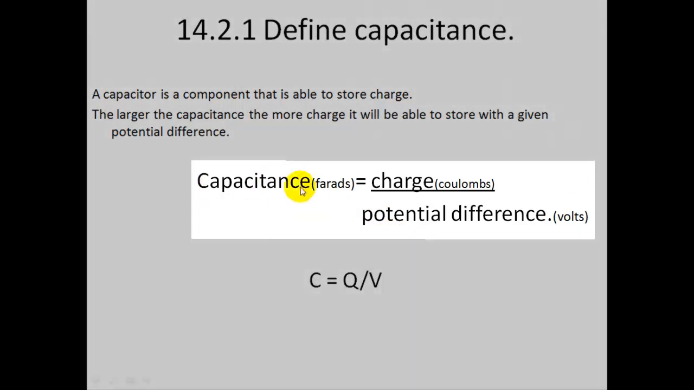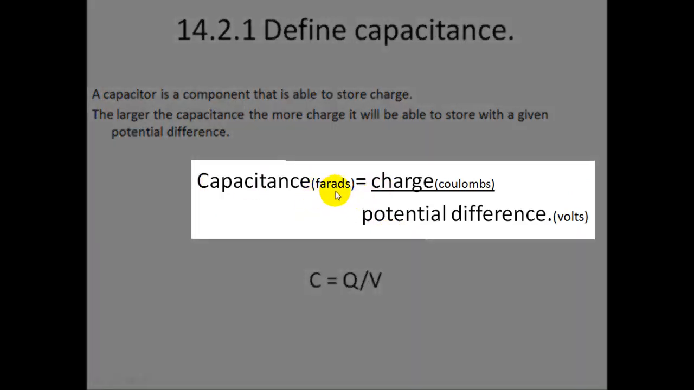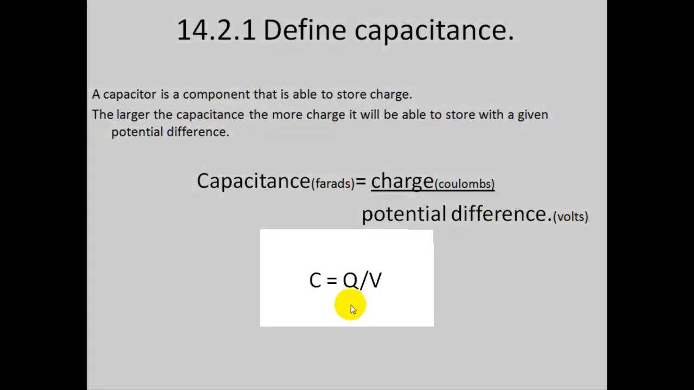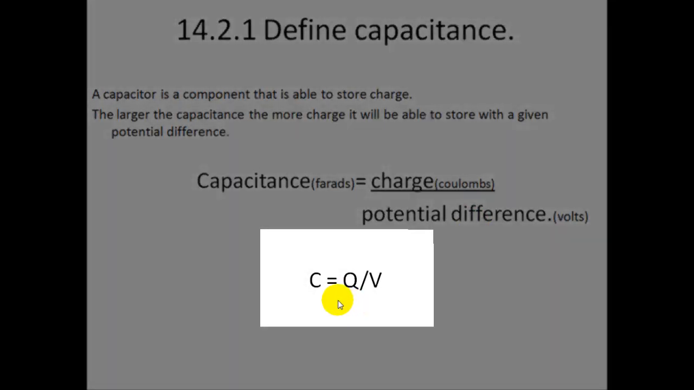This capacitance, which is measured in farads, is equal to the charge divided by the potential difference across the capacitor. C is equal to Q divided by V. An easier way to remember is Q is equal to VC.